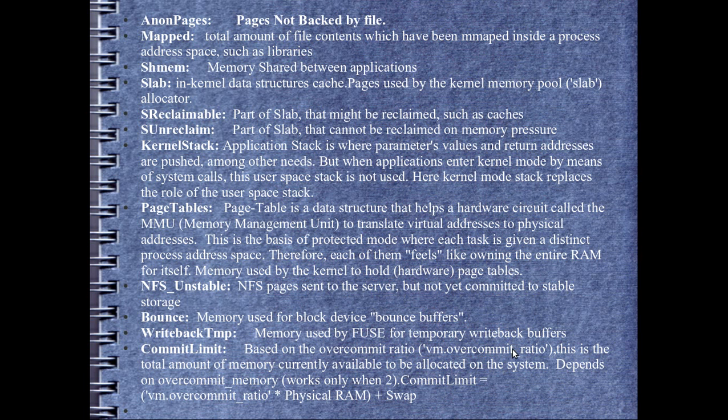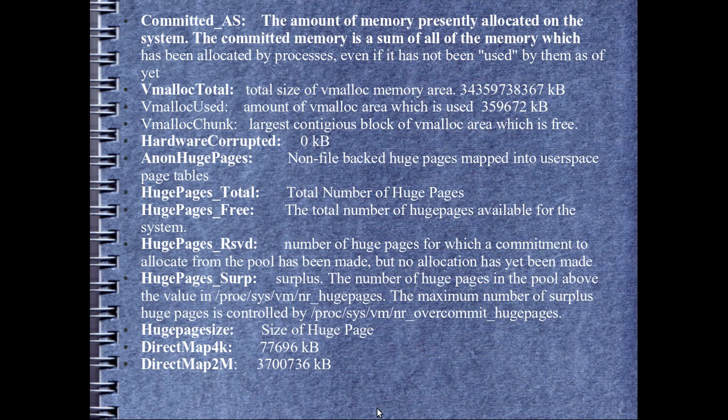CommitLimit. This is based on the overcommit ratio. When the value is set to 2, it's utilized. So this is the maximum limit of virtual memory that can be allocated by the operating system. It comes out to be overcommit ratio times physical RAM plus swap. Committed_AS, the committed address space: the amount of virtual memory that has presently been allocated on this OS.